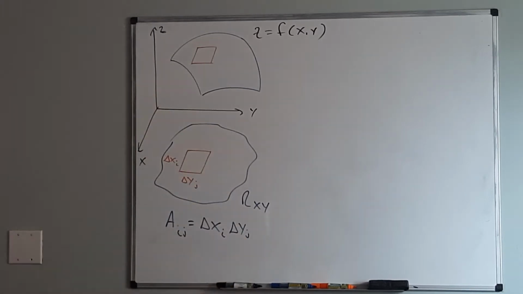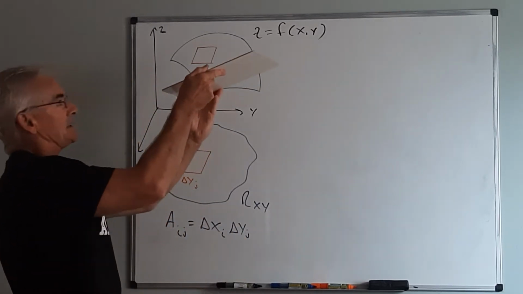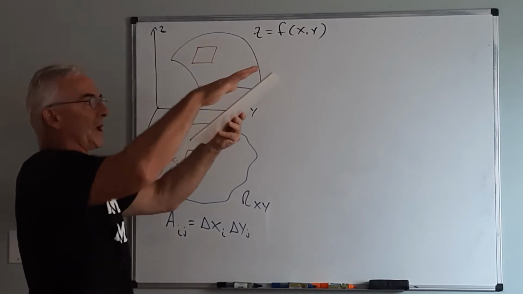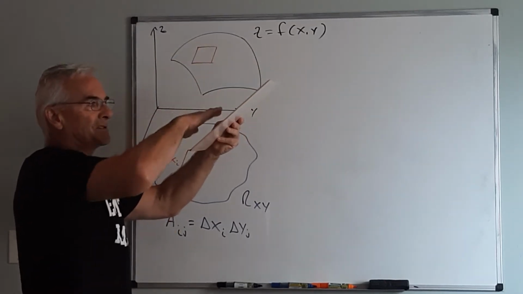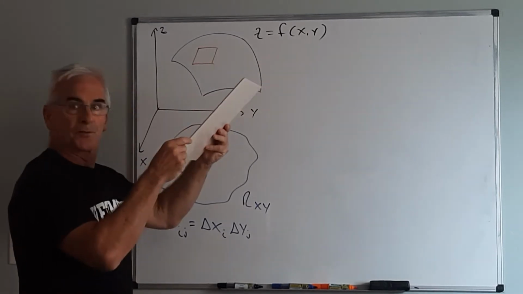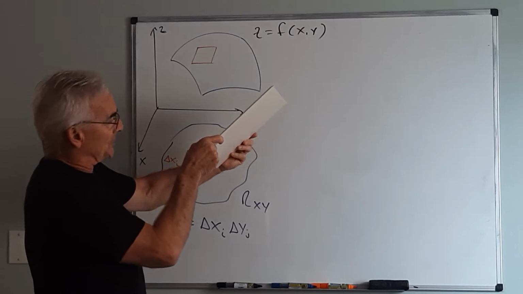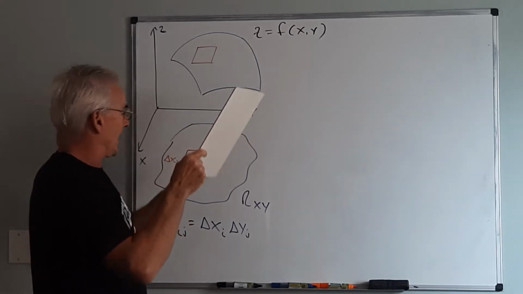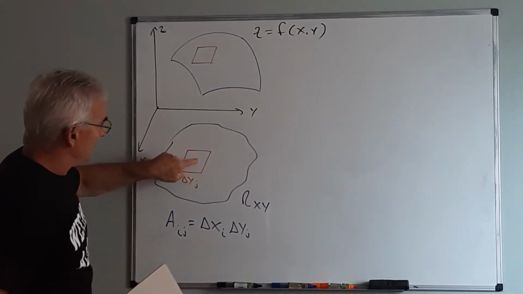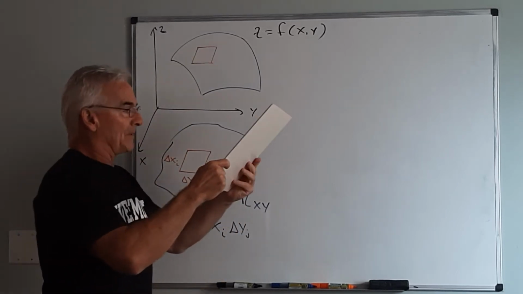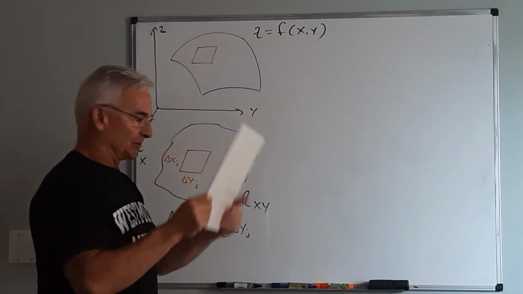A simple way to think about this is if this represents this piece right here in 3 dimensions, I need the area of this. But when I project this down to the floor, I will get a smaller region because of the angle that this has. So what we need to do is figure out how to multiply this by the appropriate value to get this area. And the easy way to do that is to look at the partial derivatives.